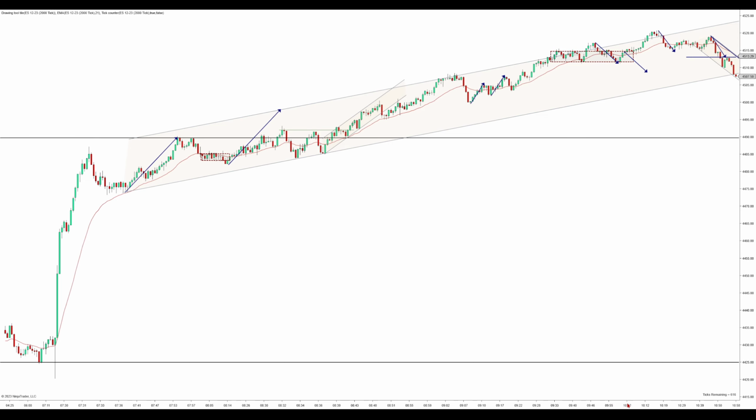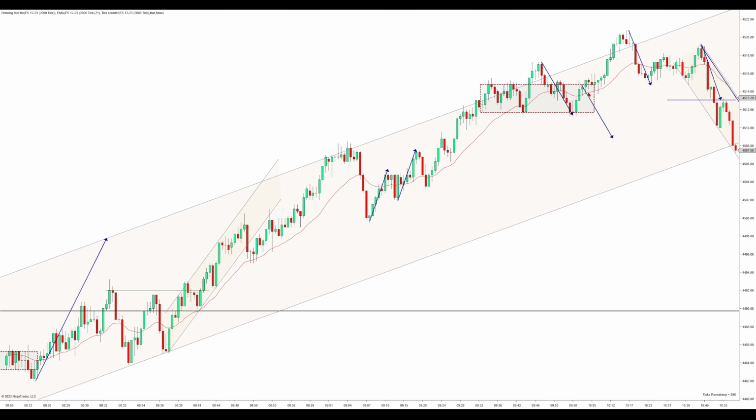So anyway, but yeah, so we don't get those 2 legs down like that. We just get these 2 smaller legs down. It is off of that previous low right there.